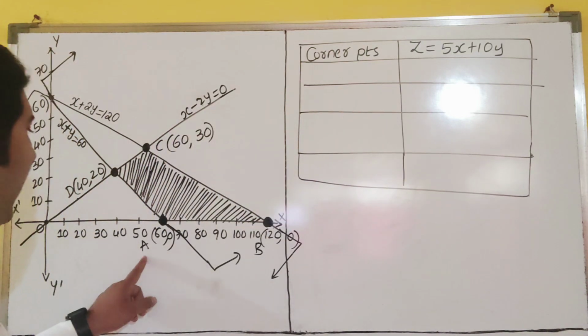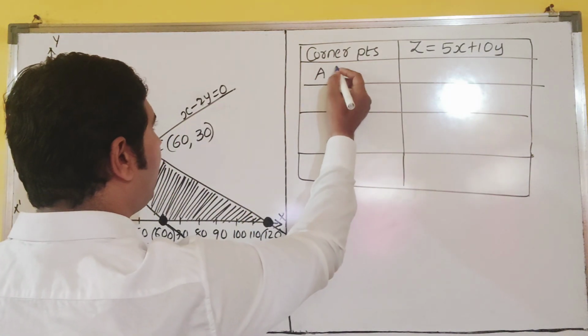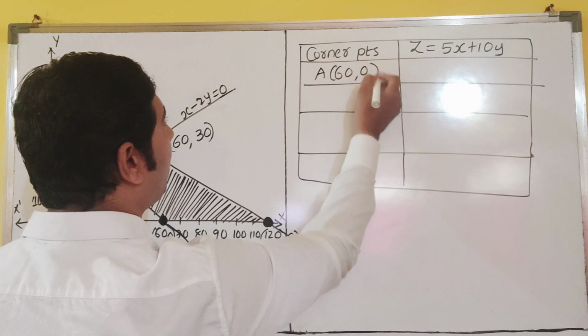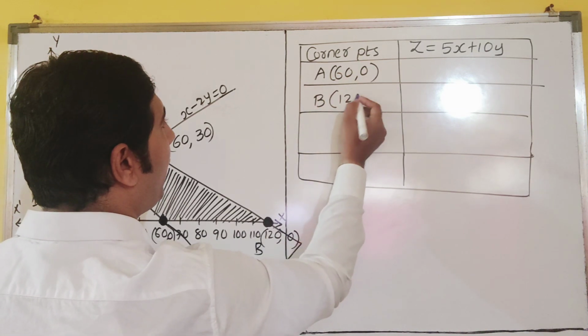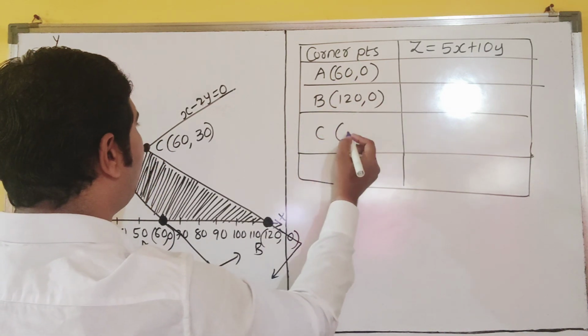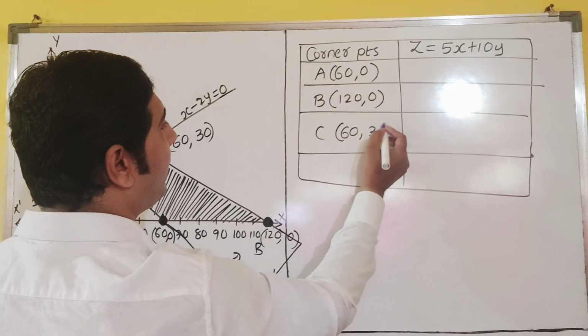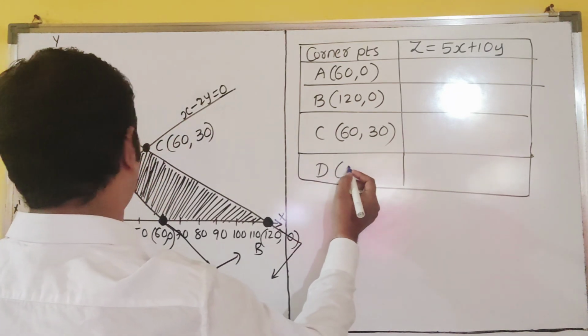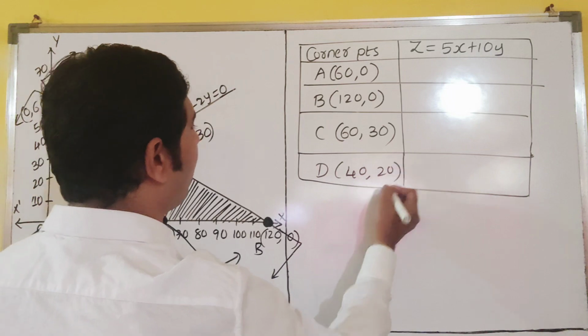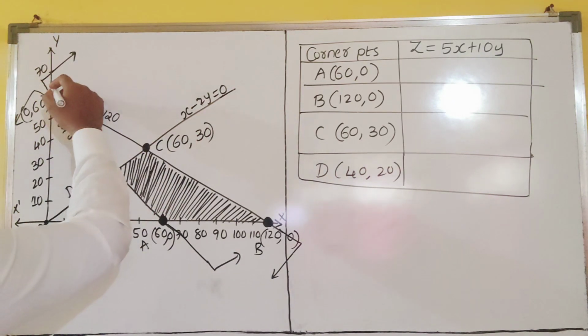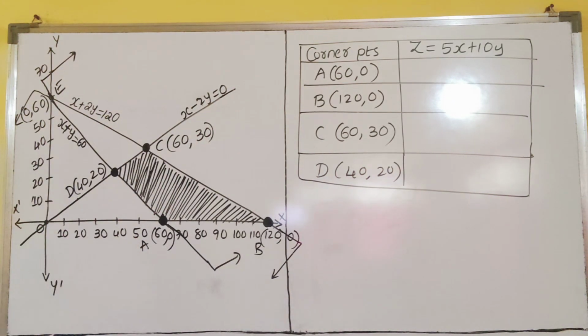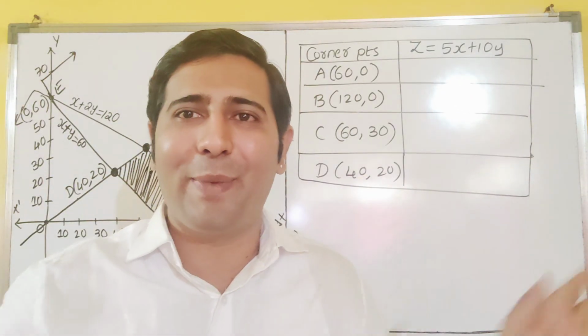A is what? A is 60, 0. B is 120, 0. C is 60, 30. And D is 40, 20, dear students. If you want, give this one a name too. E, if you want. E is not taken. That's why I have not mentioned it.